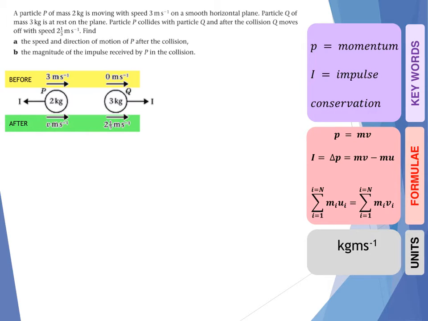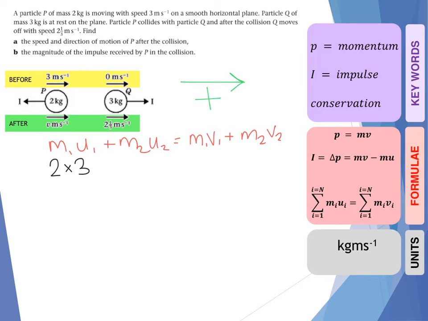Okay, so our conservation of momentum formula is m1u1 plus m2u2 equals m1v1 plus m2v2. After that then, we're going to start substituting in values and see what we've got left. So in this case, I'm going to call P my particle 1 and Q my particle 2. So mass of P is 2 times its initial velocity of 3. I've automatically assumed in this that my positive direction is going to the right, but may as well make it very obvious from our diagram.